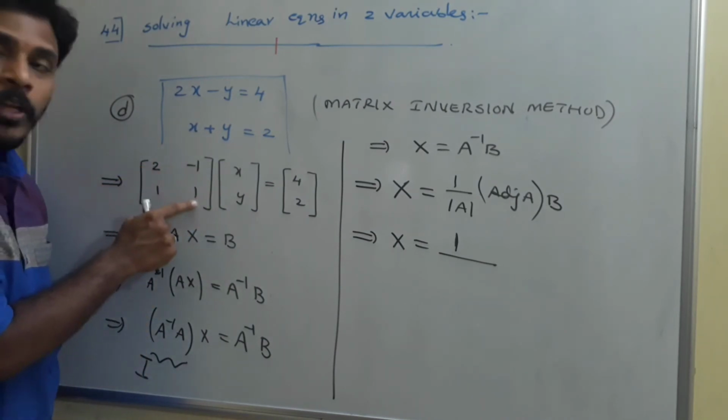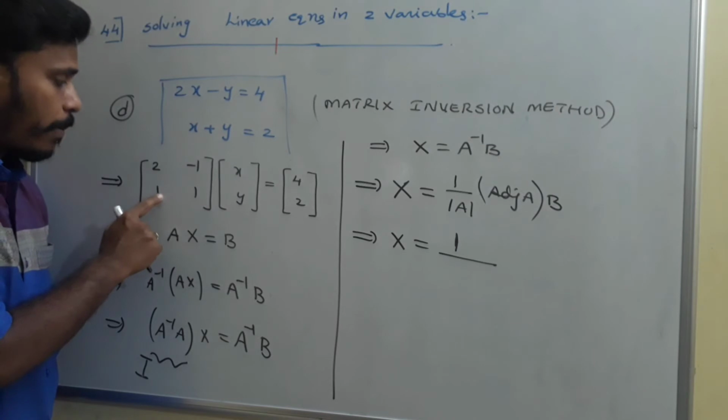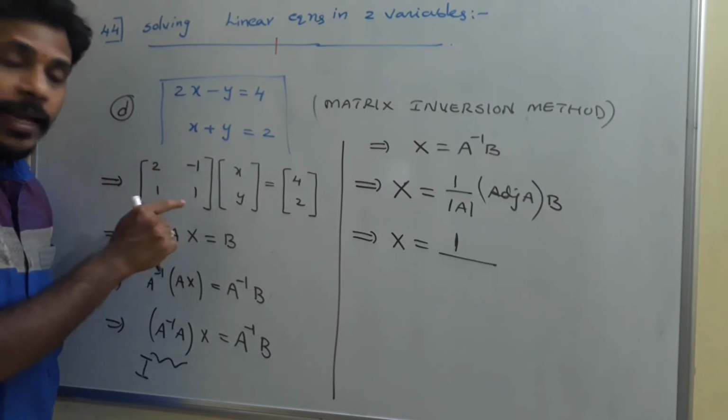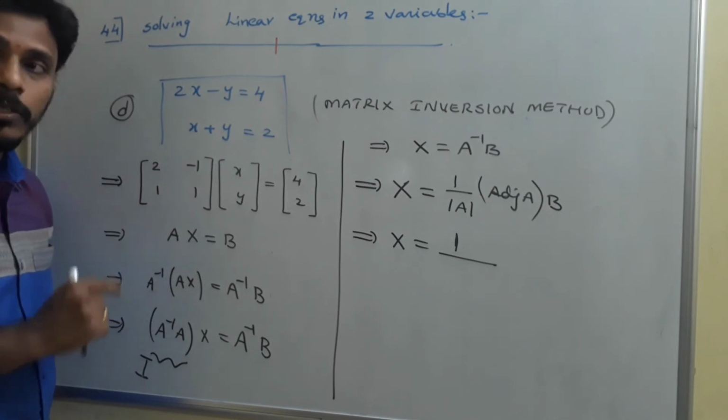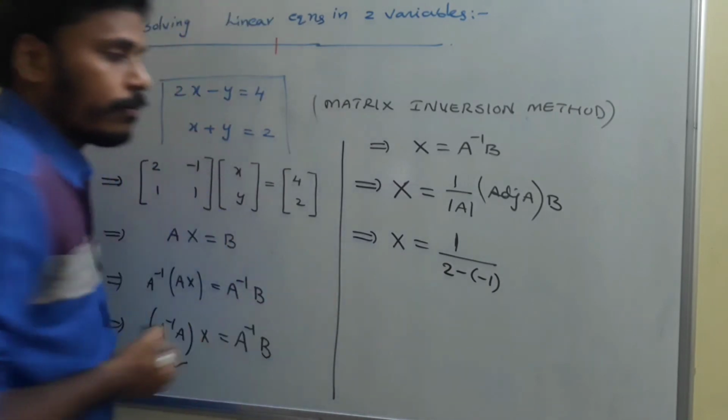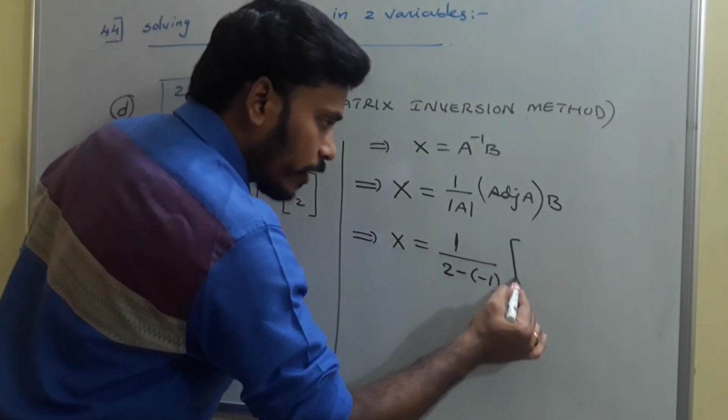What is the determinant? 2 into 1 minus, AD minus BC, right? 2 into 1 is 2 minus of minus 1. Minus of minus 1 means plus 1. So this determinant is 2 minus of minus 1, into adjoint of A.